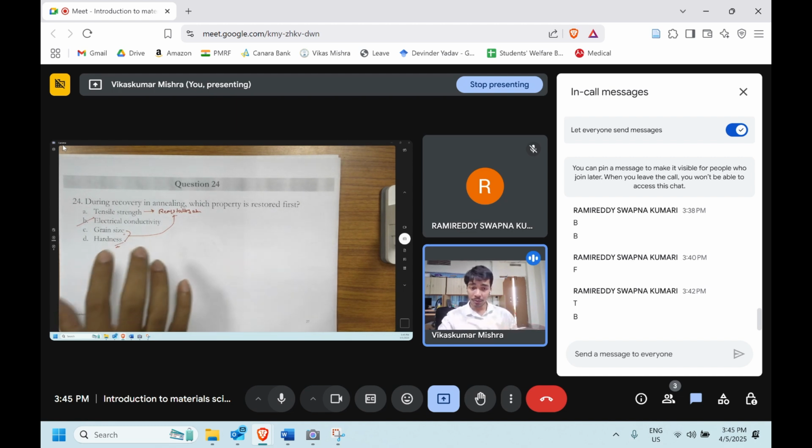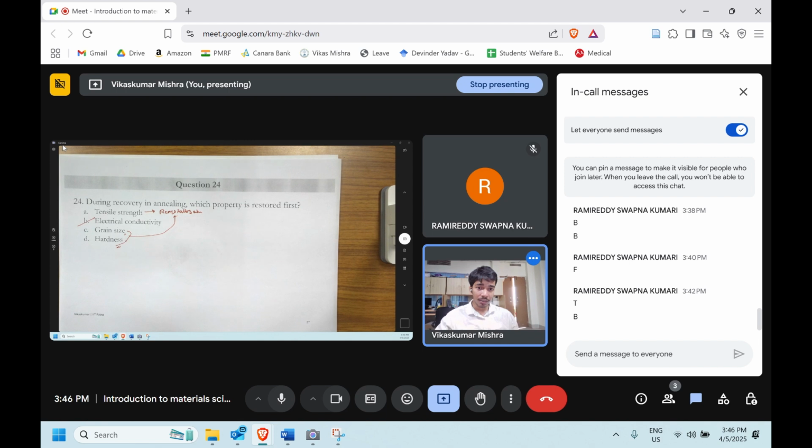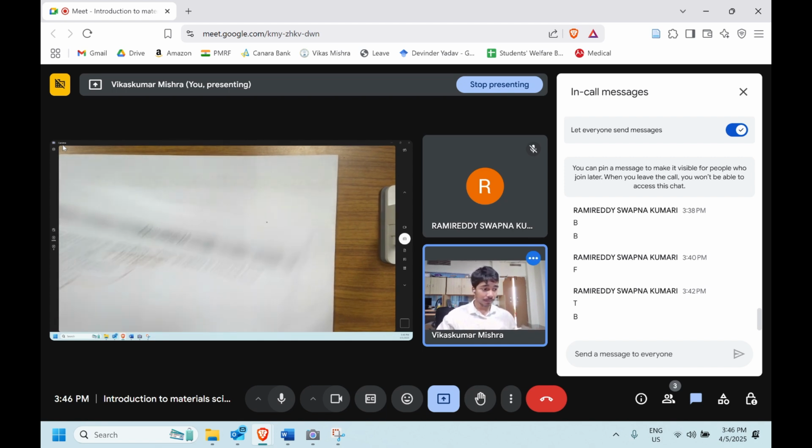So one can use it very properly. Let us say someone doesn't want their hardness and the tensile strength to change, or grain size to change. They only want their electrical conductivity to change. So in that case, they will only go for the recovery, not the recrystallization, not the grain growth.